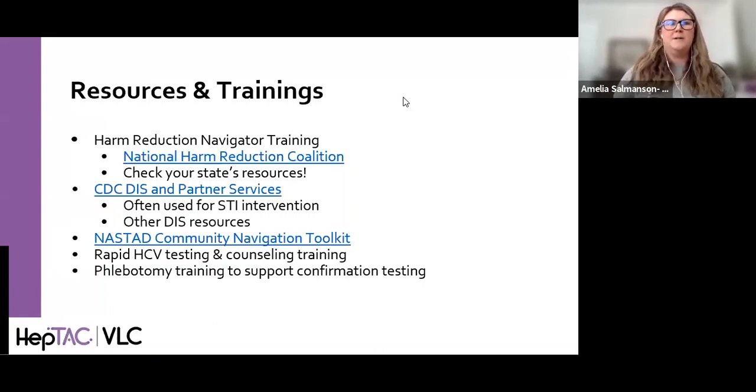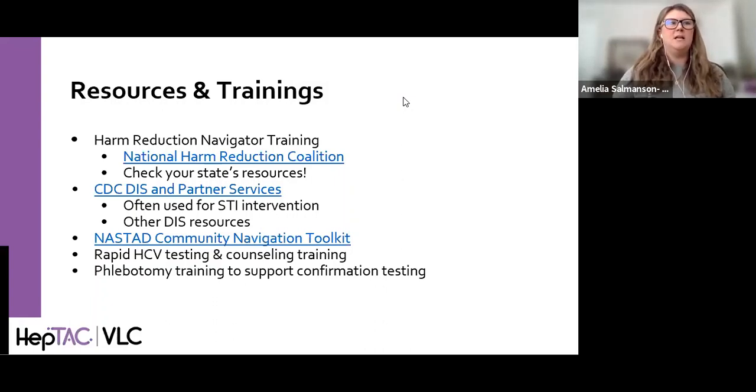I know Utah has one. If your state doesn't have one, it's definitely something to consider working towards. And that's what we use to work with our partners and others that are looking to have harm reduction trainings.